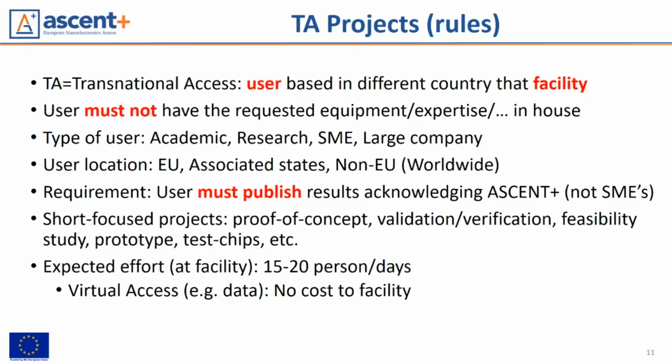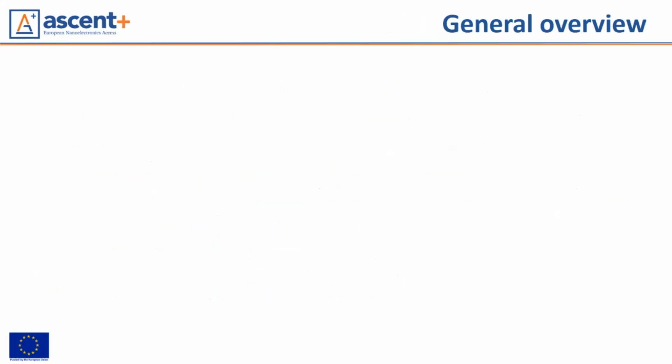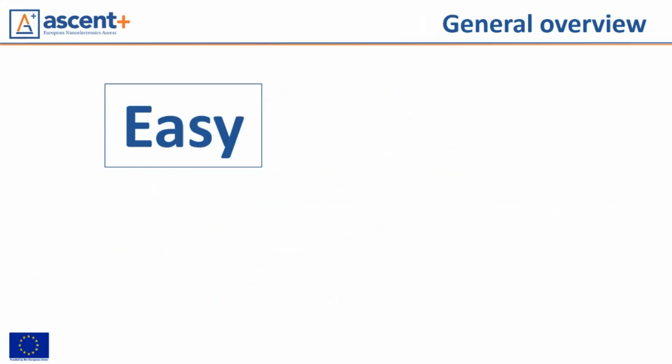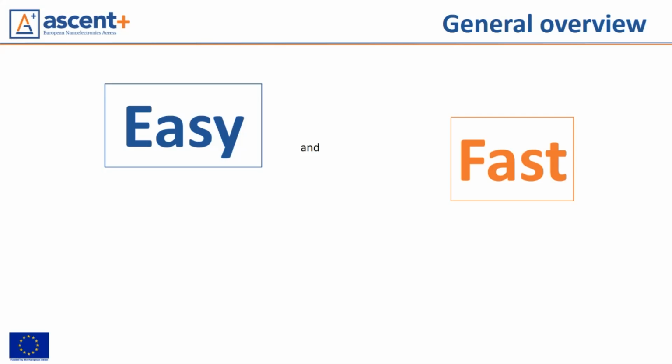These are short focused projects. And also then there's virtual access. And again, you have access to those online. So when we used the initial ASCENT program, we came up with 2 words that summed up what we were offering. And particularly for the process of accessing it, we wanted it to be easy and fast, because researchers out there do not want to be waiting in a pipeline of 6 months to gain access, because things move on and you need it now when you need it.